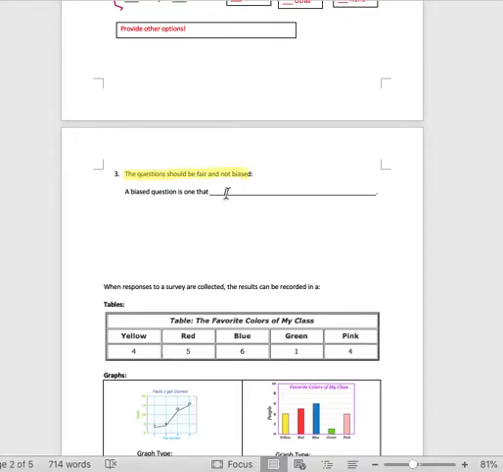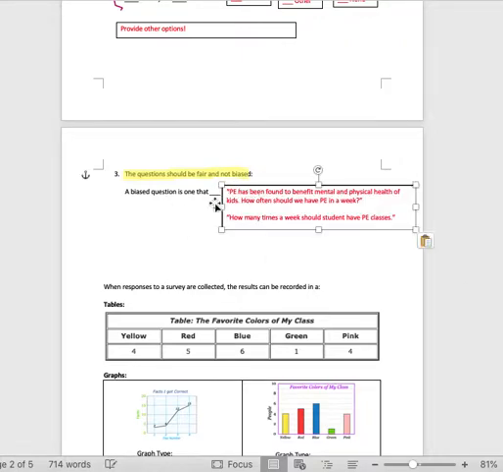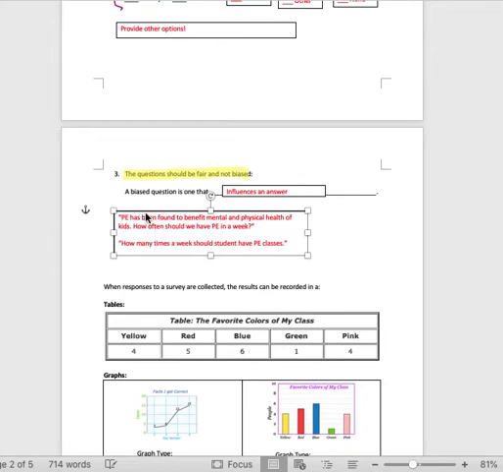Okay, it will influence an answer. What that means is, let's look at this example. Actually, that's what we'll do. So here we have 2 questions, different questions for a questionnaire.